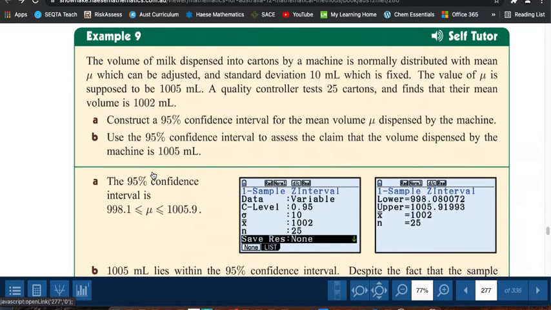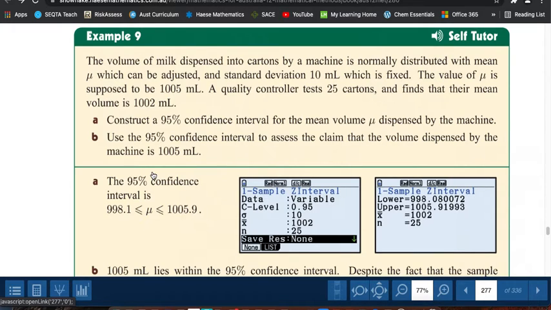But the use of that is more than just saying, well, what's my chance of the mean being in here? I could use it to also test some ideas. So this quality control idea that we've already been talking about. This example says the volume of milk dispensed has a mean which can be adjusted, different to the other questions. We can adjust the mean. But it has a standard deviation of 10 mils, which is fixed. So they know that the machine varies by that sort of plus or minus amount, which gives us a standard deviation of 10 mils. But we can change the mean.